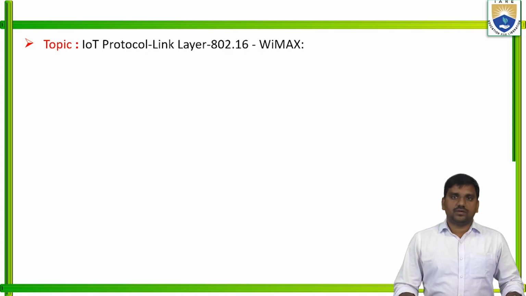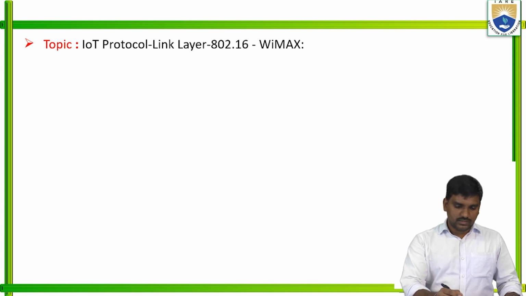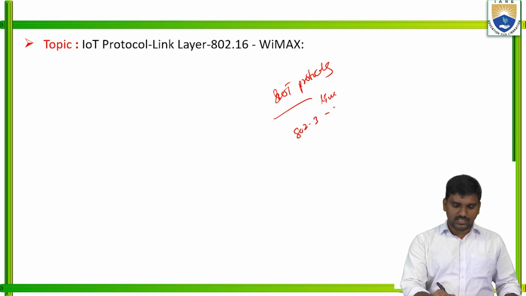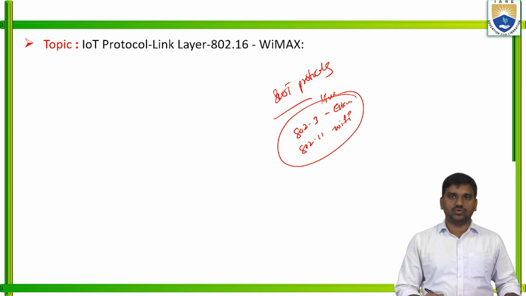In the last previous session, we discussed IoT protocols. In that, we have 4 layers: data link layer, network layer, session layer, like that. In the data link layer, we have different protocols like 802.3, that is Ethernet, and 802.11, that is Wi-Fi. Up to the last session, we have discussed these two topics: IEEE 802.3 Ethernet and 802.11 Wi-Fi.